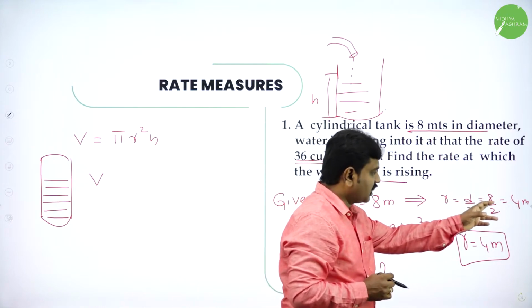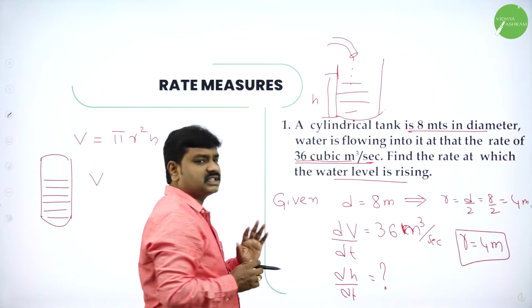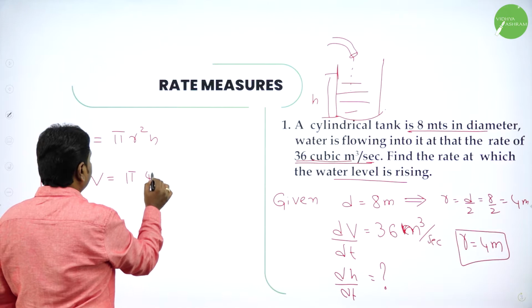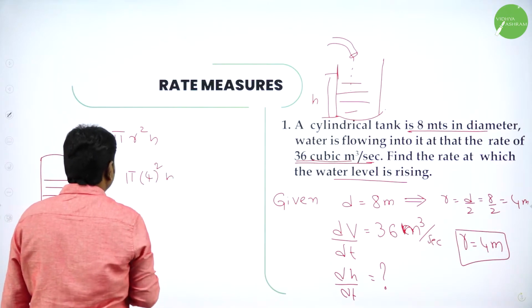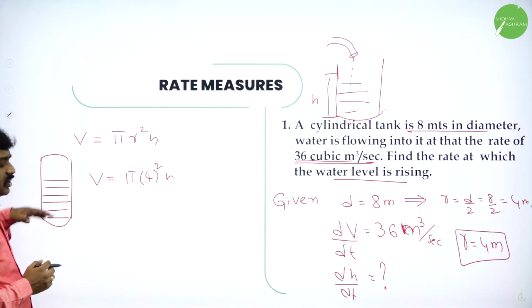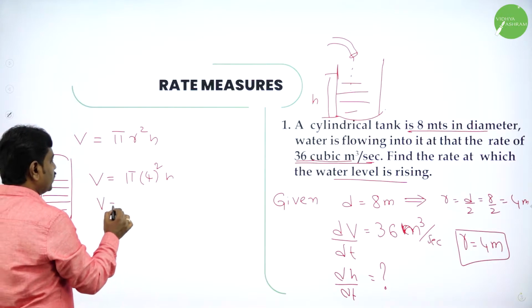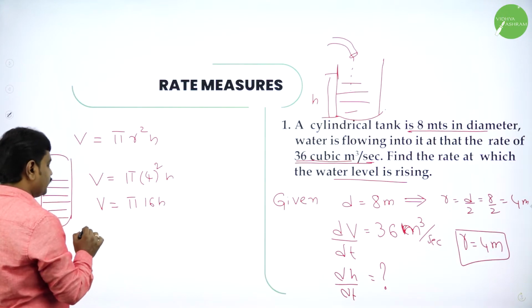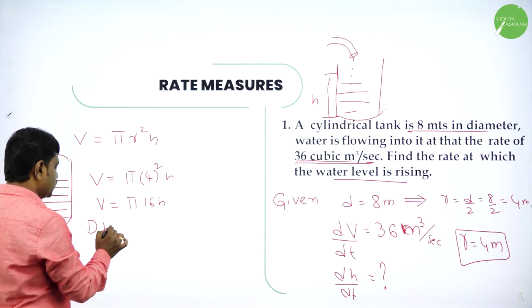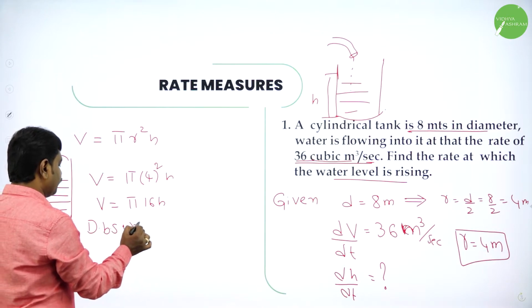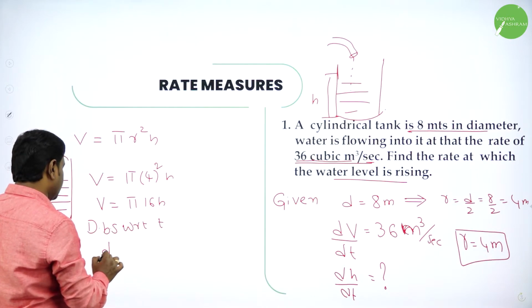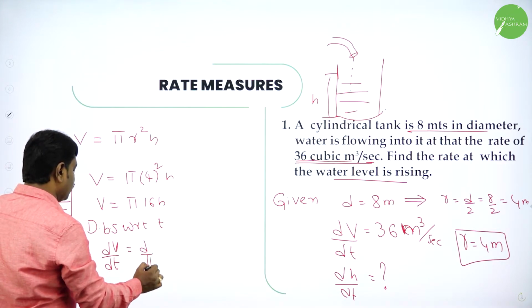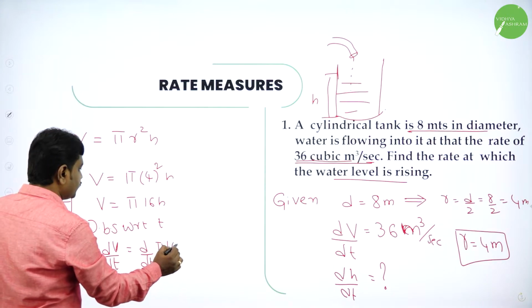Now radius is half of the diameter. Radius is also given. Radius does not vary. So now volume is pi into radius 4 square into h. When you pour water, the radius will be the same. So volume is pi into 4 square, which is 16h. Now differentiate both sides with respect to what? t. If you do that, you will get d by dt of V is equal to d by dt of pi into 16h.